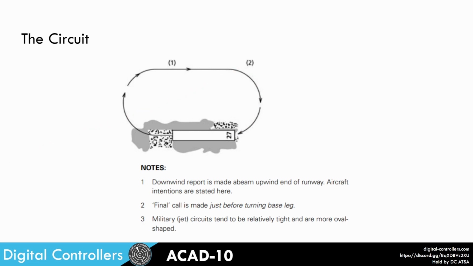Then at point 2, they call finals, which will typically include their gear position. So it should be something like Hornet 1 final gear down. And this is then where you would typically clear them to land or touch and go.